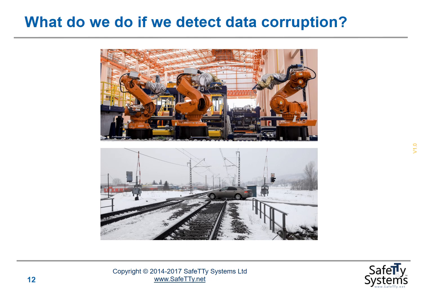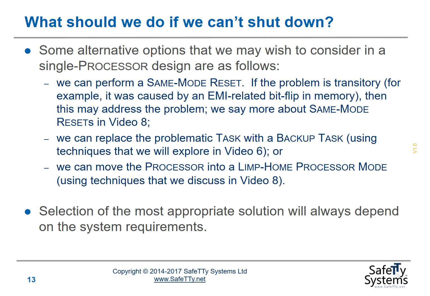limp home option. So if the vehicle control system is not operating correctly, we might wish to allow the vehicle to continue moving, but restrict the speed to 10 or 20 miles per hour or 30 kilometers an hour, something of this order. So that the vehicle can still be moved to a safe location, but it cannot be used normally. So if we can't shut our system down safely, these are some of the options that we might wish to consider.